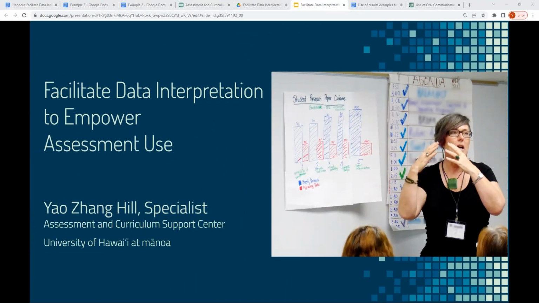So today's session is a workshop. So it needs work. Everybody needs to work during this one hour session. The topic is to facilitate data interpretation to empower assessment use. My name is Yao Z. I'm a faculty specialist in the Assessment and Curriculum Support Center at the University of Hawai'i at Mānoa.